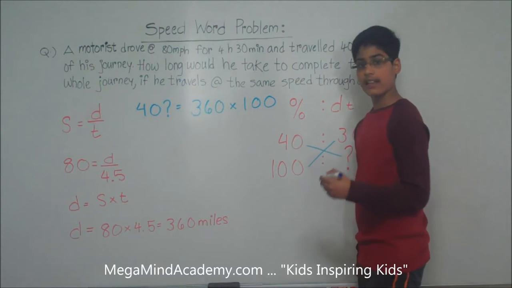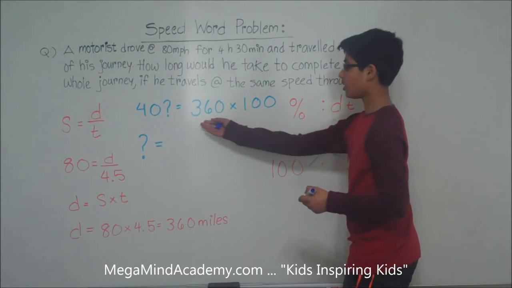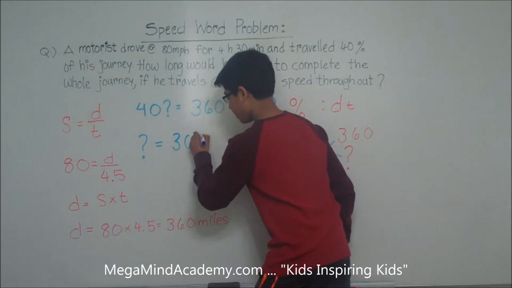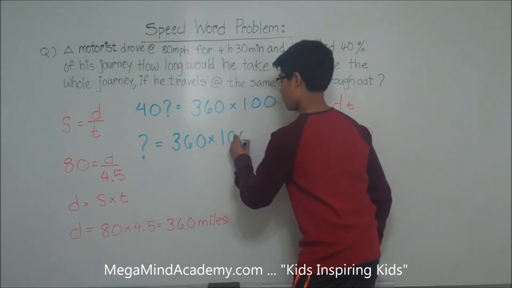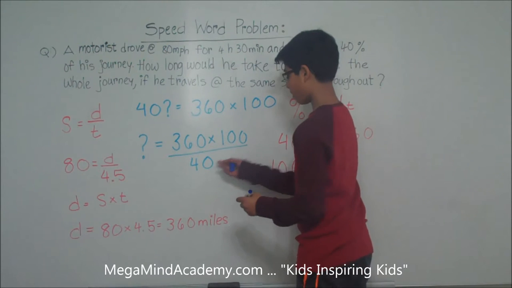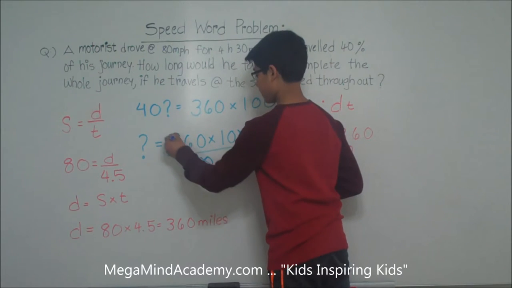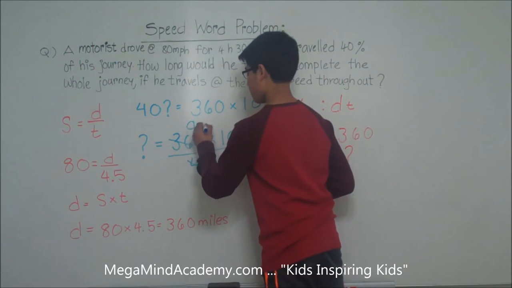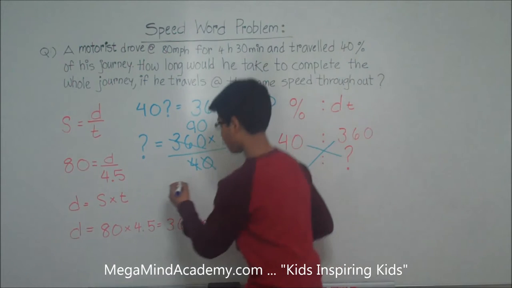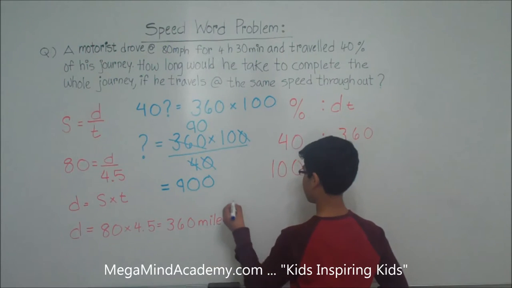So this means that question mark is equal to 360 times 100 divided by 40. This 0 can cancel out with this 0, and 4 goes into 360 90 times. So we are left with 90 times 10, which is equal to 900 miles.